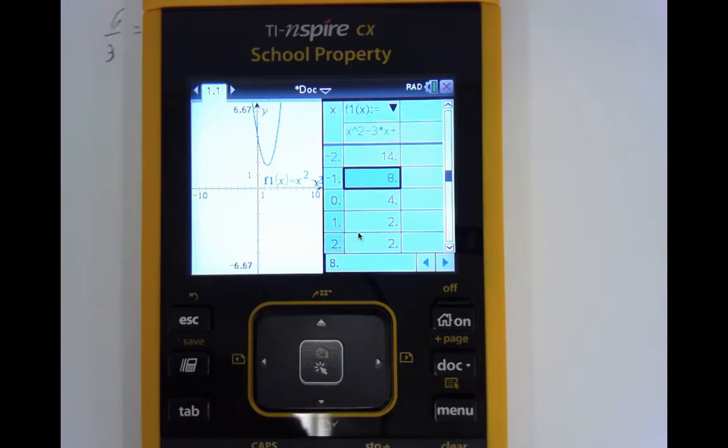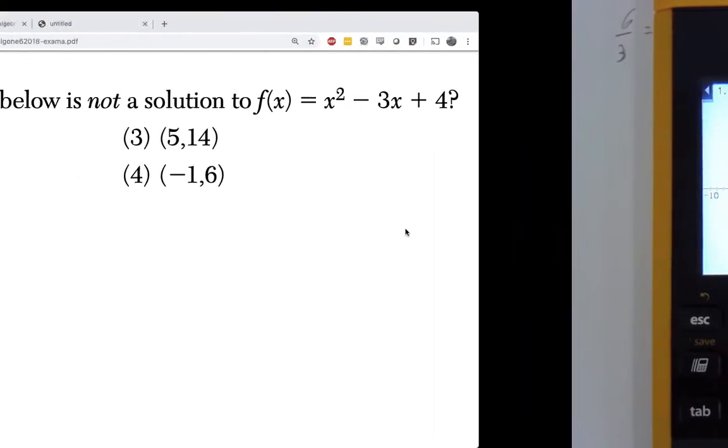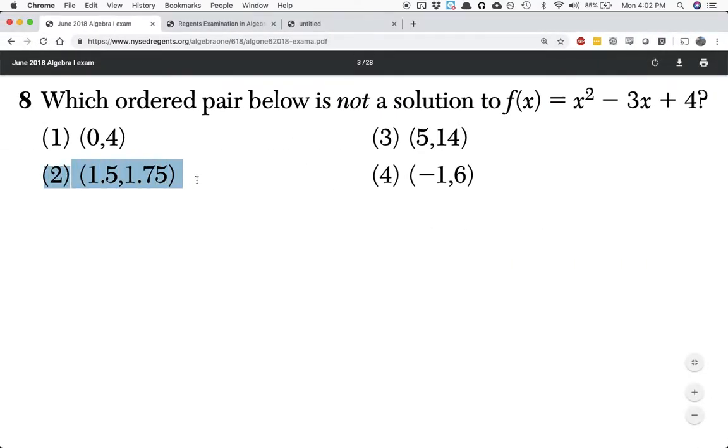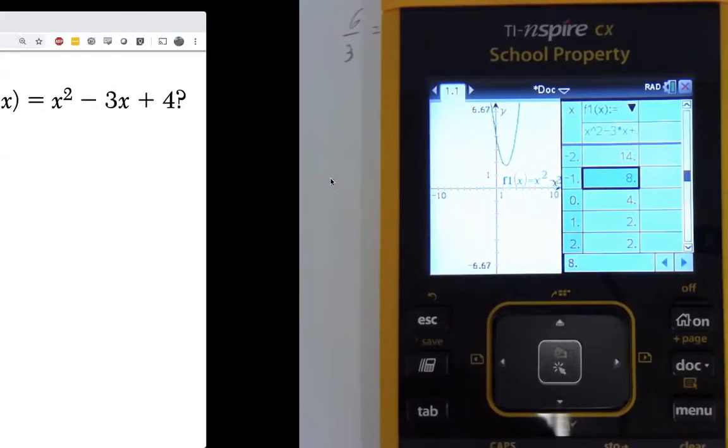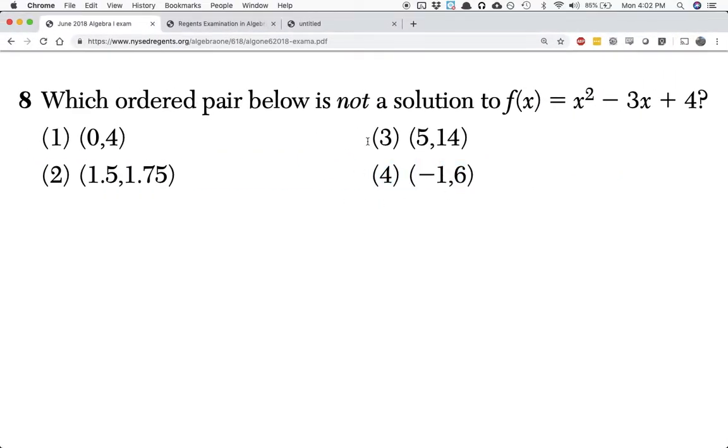1.75 could be, right? It's not exactly on the table, but it makes sense that I'm going down, going down, going down. Halfway between 1 and 2 is probably going to be lower than 2 if you look at the vertex. So I bet that this is on the table eventually if I go far enough in. But this is definitely not on the table. I already see negative 1, 8 on my table of values here, not negative 1, 6. The answer for this, which ordered pair is not a solution, is the coordinate negative 1, 6.